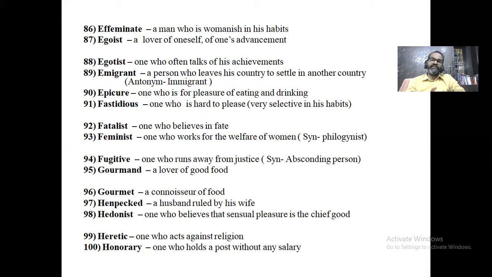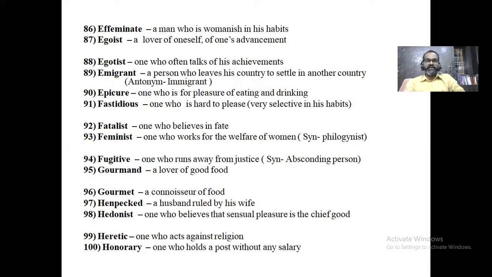Feminist is the person who thinks about the welfare of women. And fugitive, one who runs away from justice. Fugitive, the synonym is absconding person. A fugitive runs away from justice.